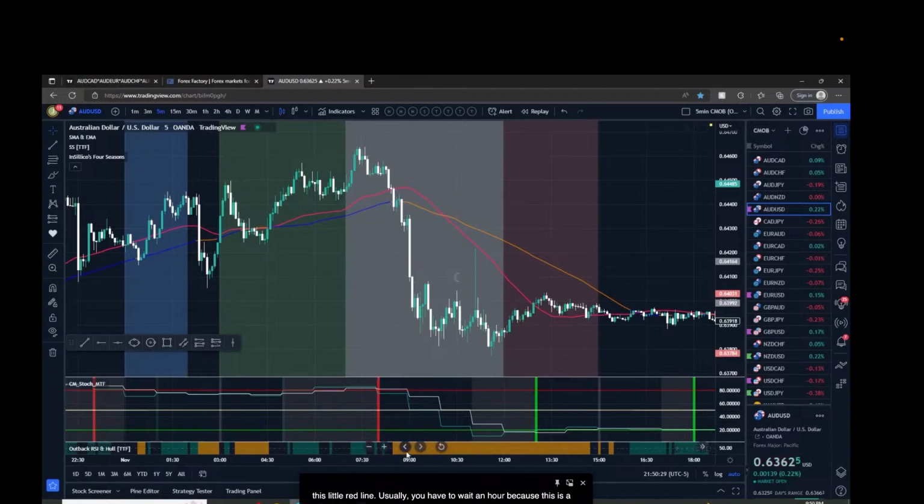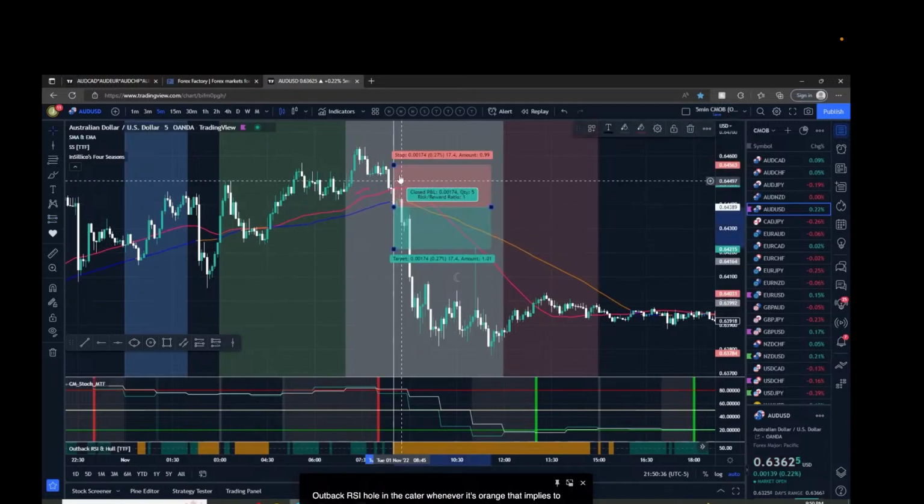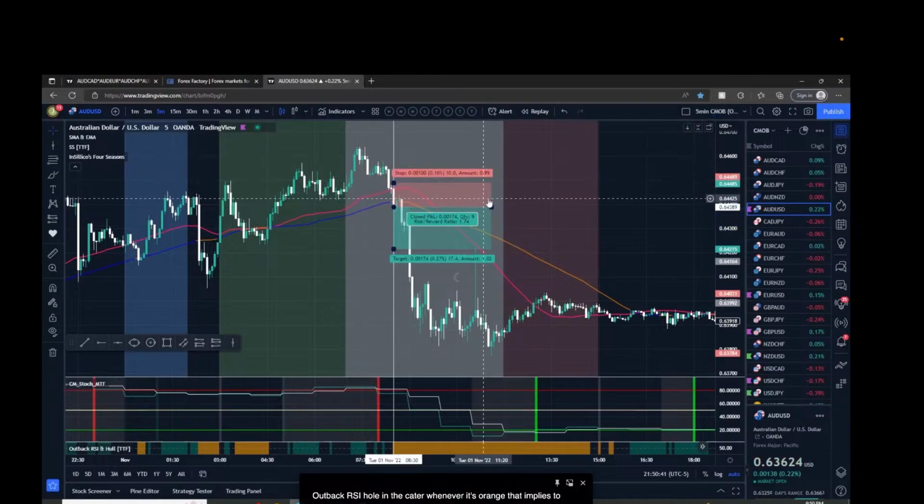And then the Outback RSI and Hole indicator, whenever it's orange, that implies a sell. So at 8:30, we are screaming sell opportunity. I actually went a little tight on my stop loss. It's personal preference for you.